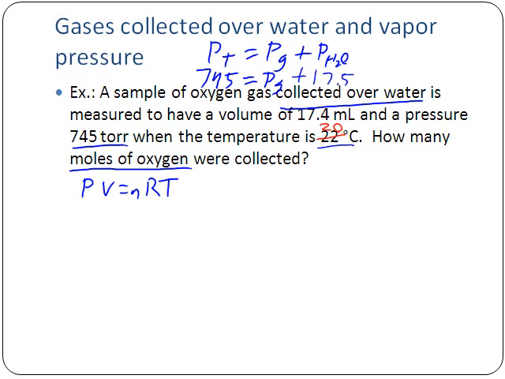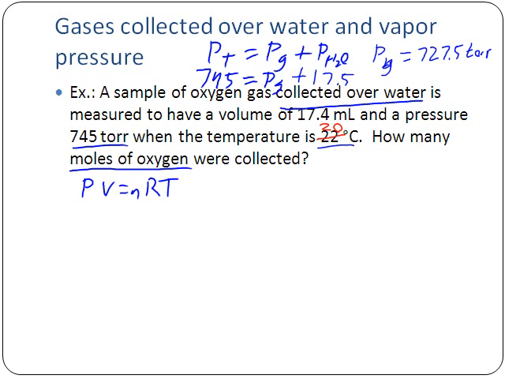torr. And so to find what our partial pressure of the oxygen gas is, we'd say the 745, the total pressure, minus the partial pressure, 17.5, and we get a partial pressure of the water vapor. Sorry, not partial pressure of the water vapor, partial pressure of the gas, the oxygen gas, is going to be 727.5 torr.